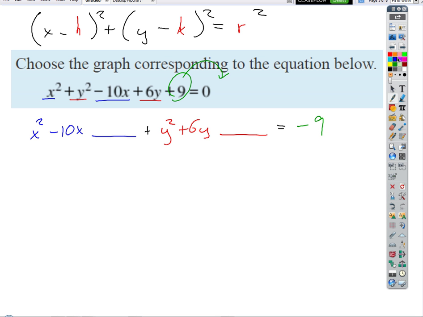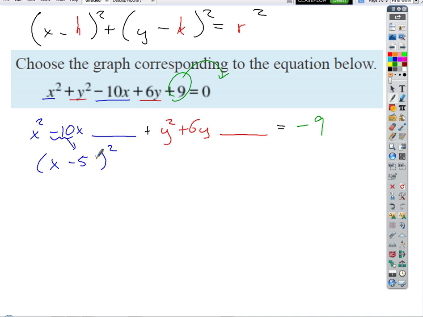What number are we going to combine, Eli, with the x to create a perfect square for x's? Negative 5, very good. Half of negative 10. So because that's a negative 10, we're going to get x minus 5 squared. So what's the value of h then? Just 5, isn't it? Right?